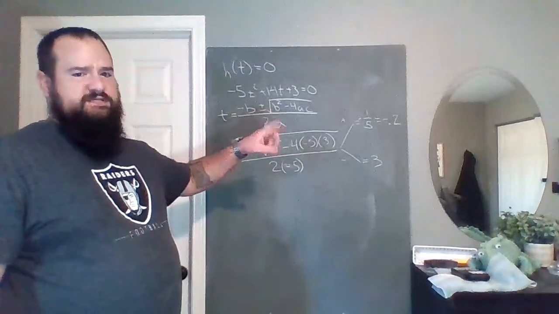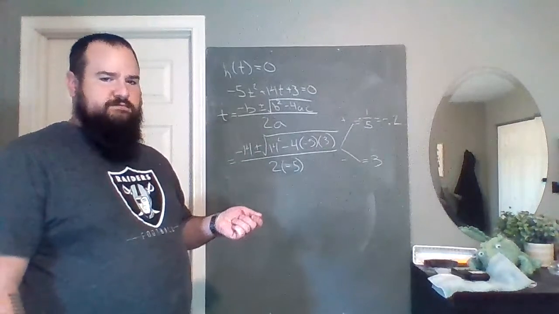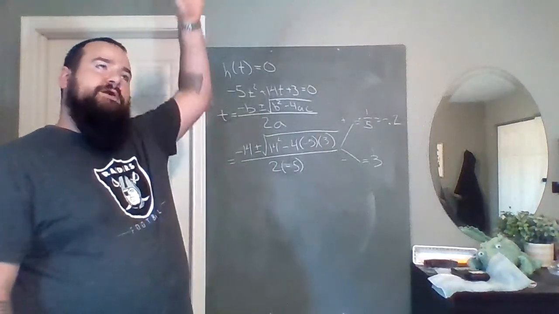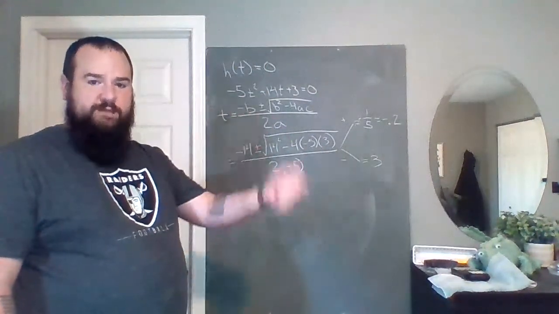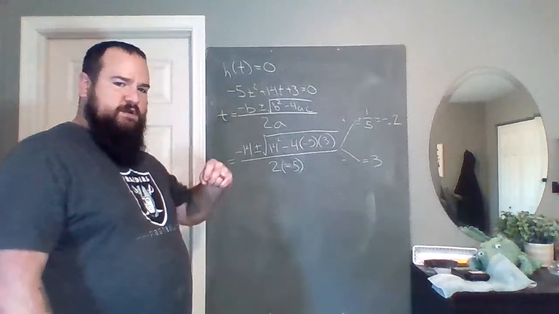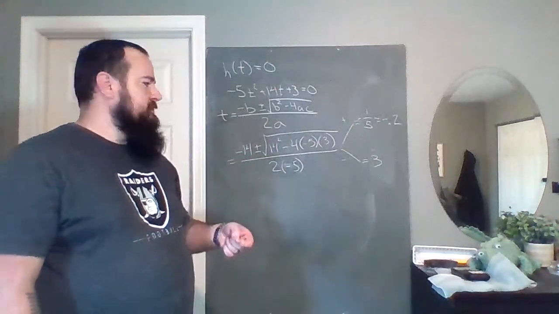So we have those 2 answers. Does that mean that the rock hit the ground twice? And you may be thinking, well, yeah, you throw the rock up, it goes down, it might hit and then bounce a little bit. But that's not what we're modeling. We're just modeling that initial height of this rock.